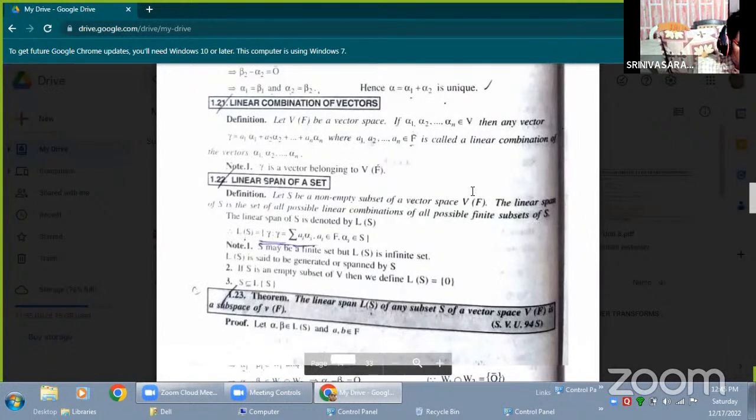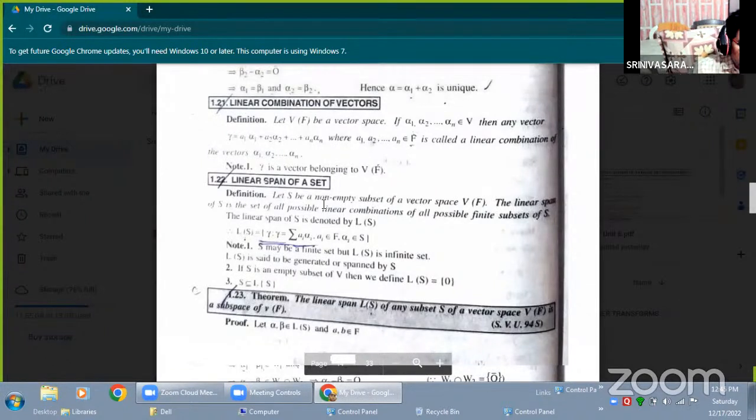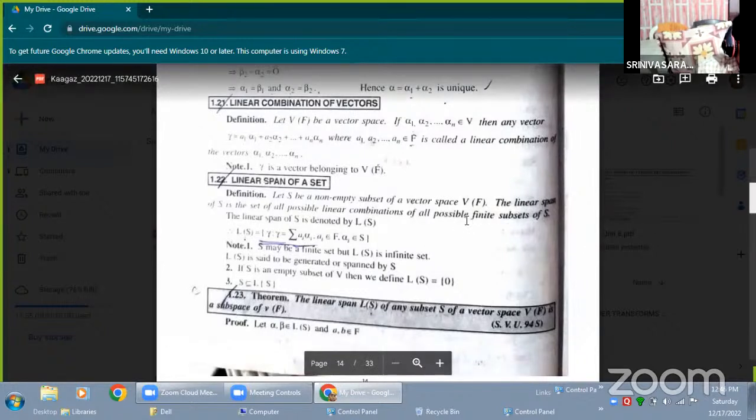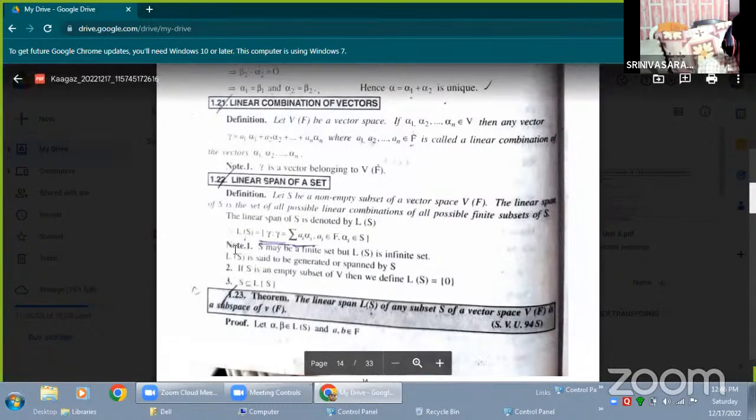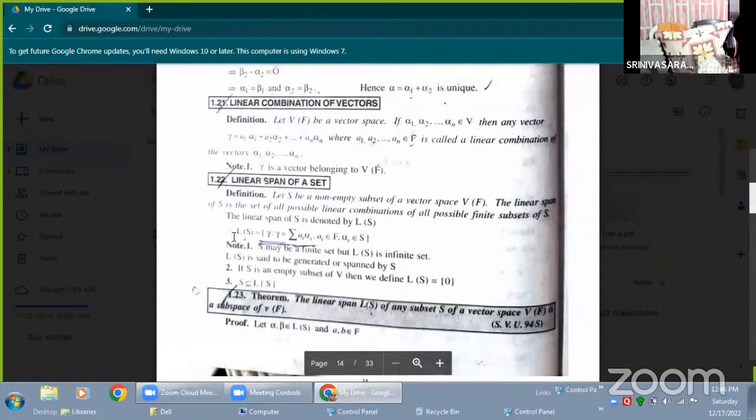Here suppose V(F) be any vector space, and S be a non-empty subset of it. Take the elements of S, multiply them by scalars, and arrange the linear combinations. Now take all possible finite subsets of S and write the linear combinations of those vectors. That is called the linear span. Linear span is denoted by L(S).